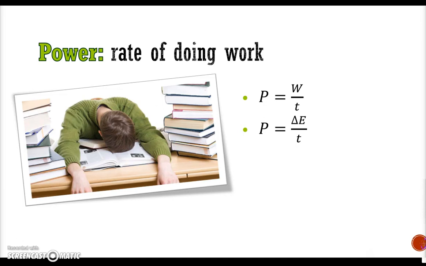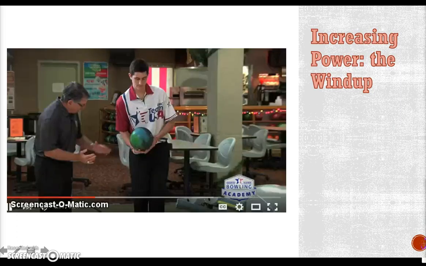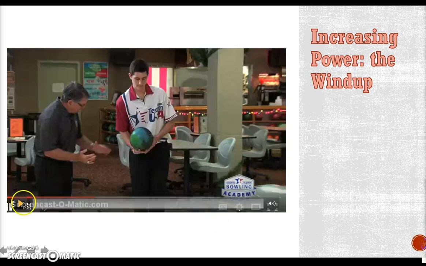Since work is changing energy from one form into another, the way you can track power is the change in energy over time. Power is therefore measured in watts, where 1 watt of power is 1 joule of energy transformed per second. What if we want to make a more powerful machine? What can we do? Let's take a look at the human body and see what we can do to increase the power. For example, the physics of bowling.